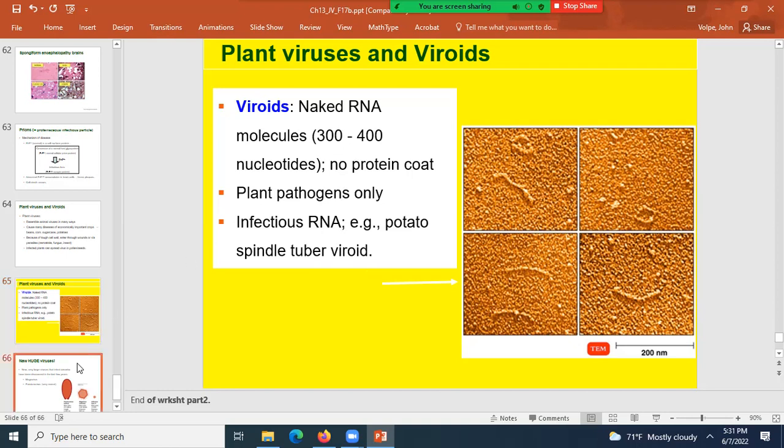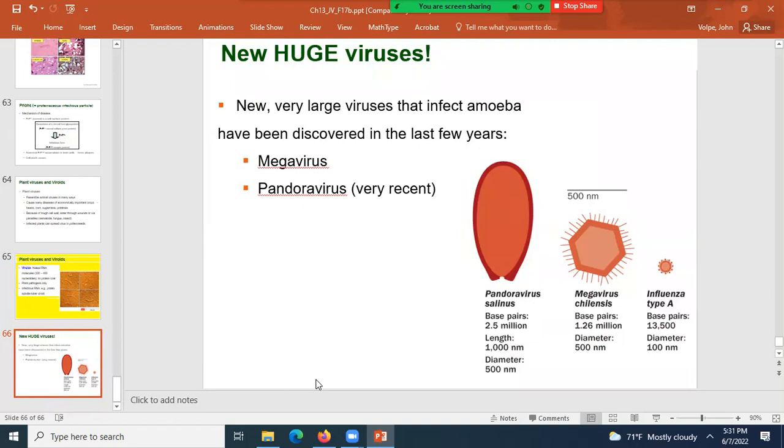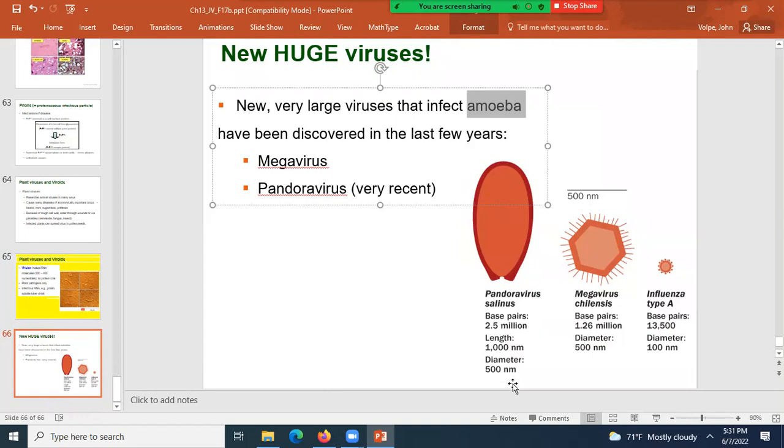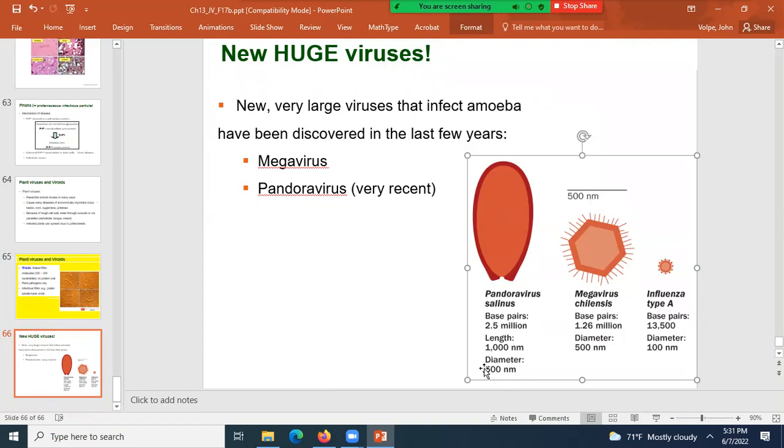And the last slide is not important, so don't remember this, but they found some very large viruses that infect amoebas. And the very largest virus is actually a little larger than the smallest prokaryotic cell, the Pandora virus, the very largest virus. Any question about any of that?